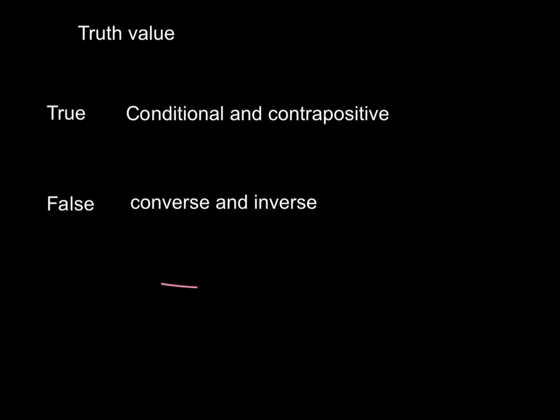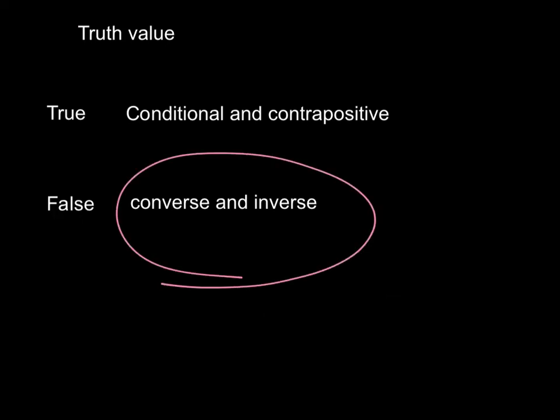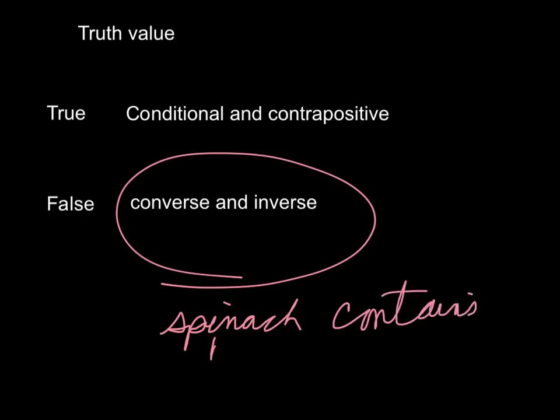So the last step is we have to give a counterexample of the converse and inverse. Well, if we look at it, we know that there are other vegetables that contain beta-carotene. So you could say spinach contains beta-carotene. So the vocab that you would have in this chapter would be conditional, hypothesis, conclusion, truth value, and negation.